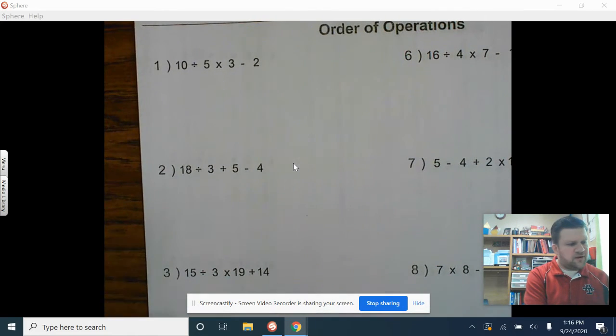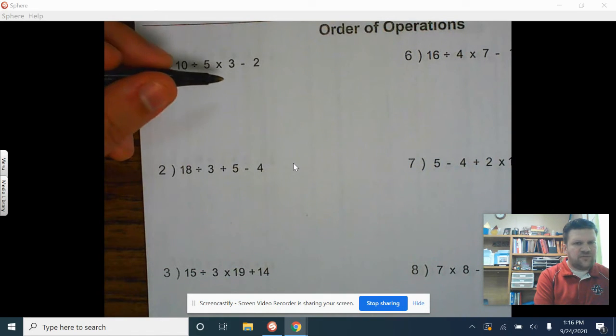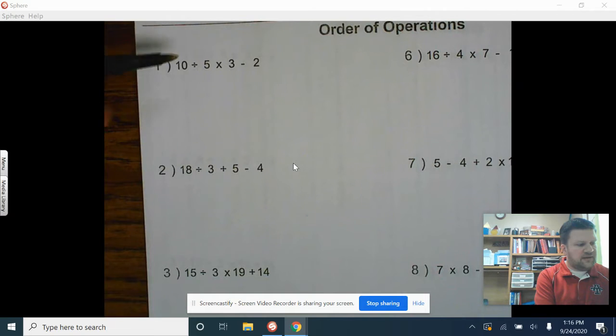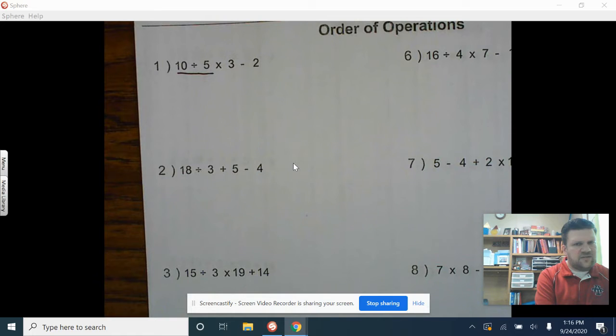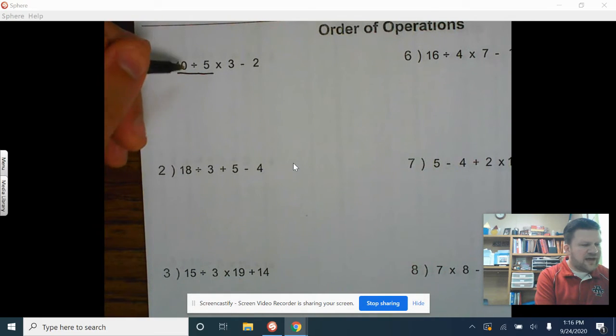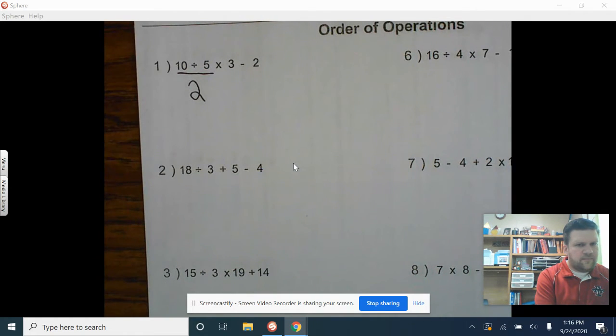So let's look at this problem here. I have 10 divided by 5 times 3 minus 2. The first thing I do is check to see if there are any groups. I don't have anything grouped together, so groups are good to go. Next, I look for multiplication and division. I have some division at the very first, so I'm going to do that right now. 10 divided by 5. I think, how many groups of 5 can I take out of 10? I should be able to take 2 groups out.